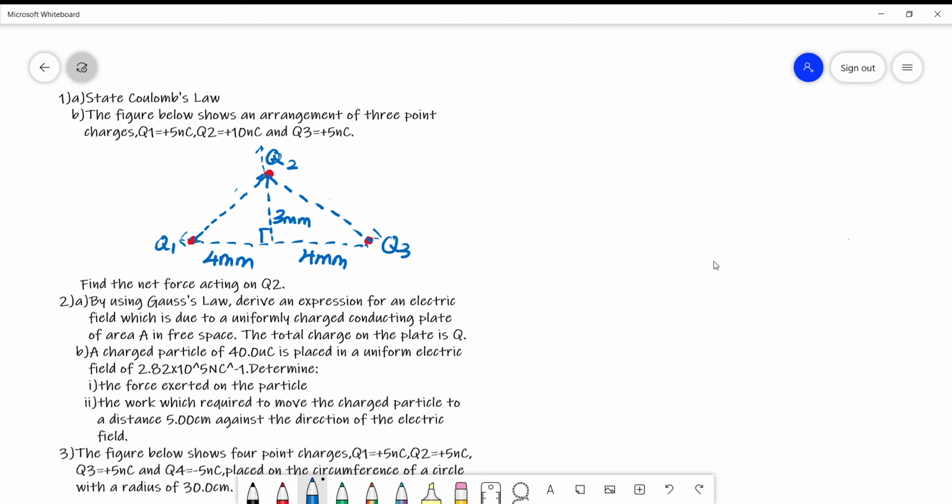Okay, so let's begin with the revision of our chapter Electrostatics. So let's start with question number one. Question number one, part A, asks for the statement of Coulomb's law. Based on the previous video, we discussed that Coulomb's law is about electrostatic force.